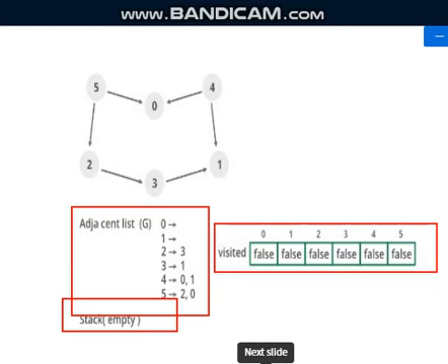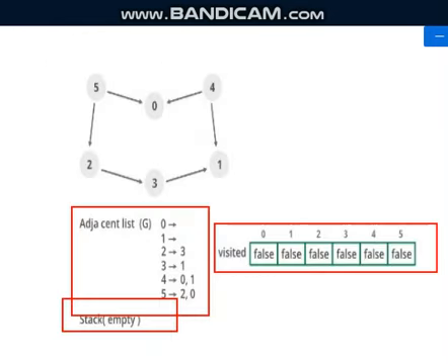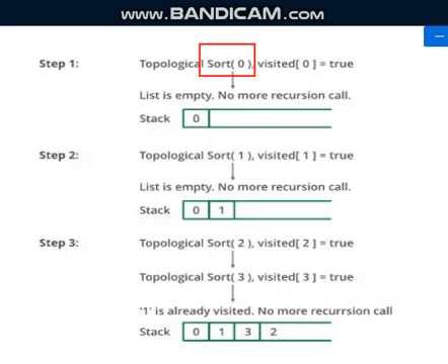To start with, we take 0, we call 0. From 0, can you reach any other node? If you look at this, from 0 you won't reach any node. So the recursion fails, that means no more recursive calls. Now visited of 0 we make true, and we put that 0 into the stack.